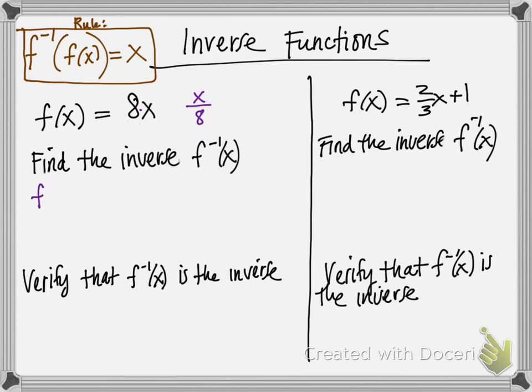So that's the inverse. And again, you can always verify by using the rule where you start with your equation, replace f of x with y, and then switch your x and your y. So this becomes x is equal to 8y, and then you solve for y. So divide both sides by 8, and there we go. Our inverse is x divided by 8.